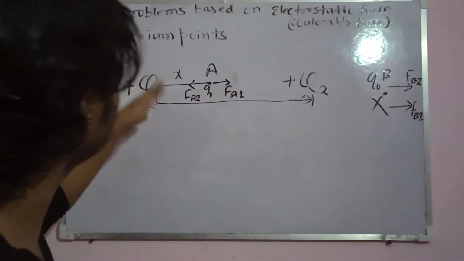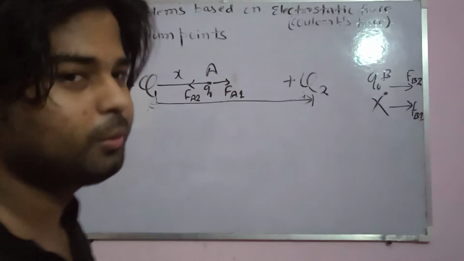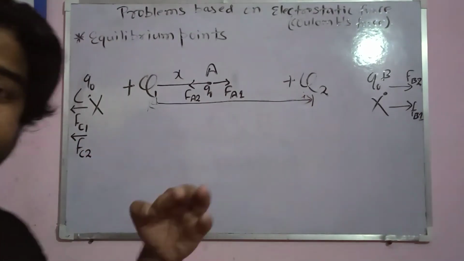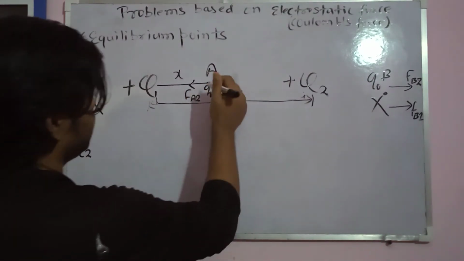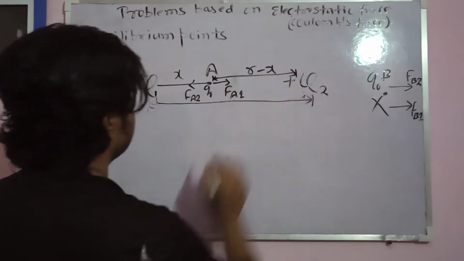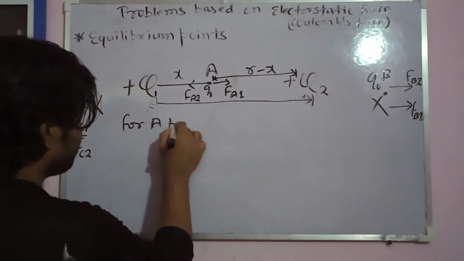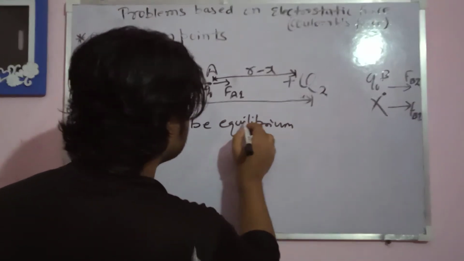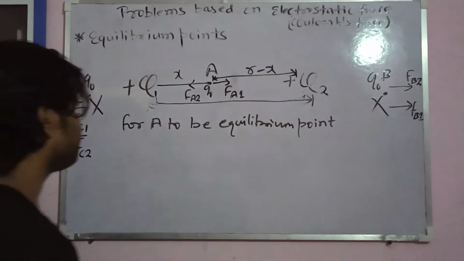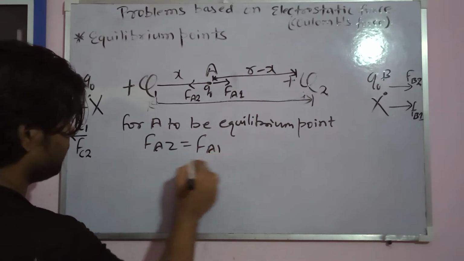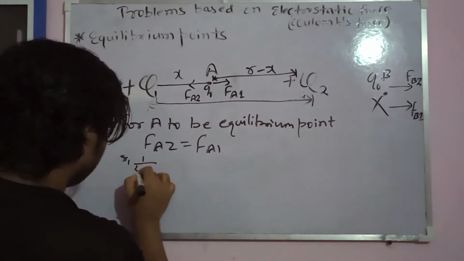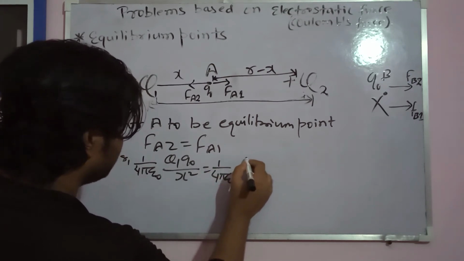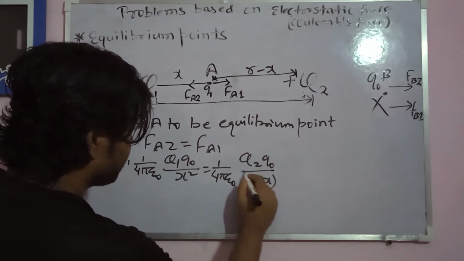According to our analysis, we must have equilibrium points in between, and we let point A be the equilibrium point. It means that the forces appearing on Q0 by Q1 and Q2 are equal in magnitude but opposite in direction, and so I'll have to check that. This distance is R minus x. So for A to be an equilibrium point, FA2 must be equal to FA1, that is 1 by 4 pi epsilon naught Q1 Q0 by x squared is equal to 1 by 4 pi epsilon naught Q2 Q0 by (R minus x) squared.